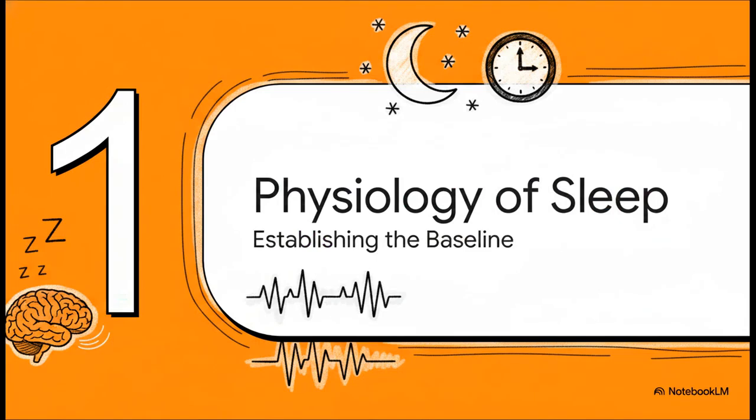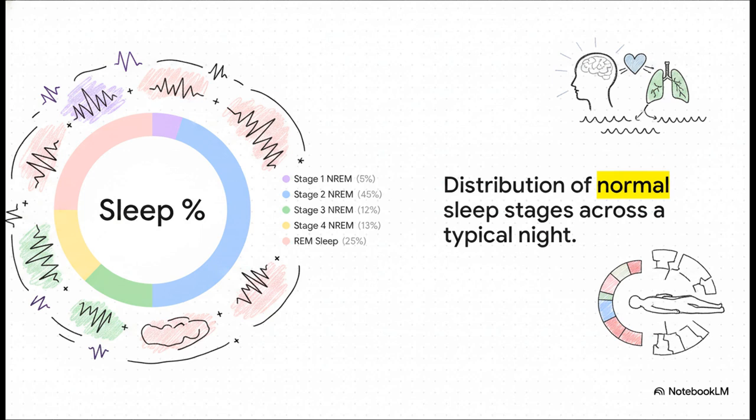Section 1, Physiology of Normal Sleep, Establishing the Baseline. Now, before we can even begin to examine the pathology, we absolutely must establish the exact physiological baseline of the human sleep-wake cycle. So normal sleep cycles alternate every 70 to 120 minutes. We kick things off with stage 1 NREM, marked by theta waves, which takes up just a tiny 5% of our total sleep time.